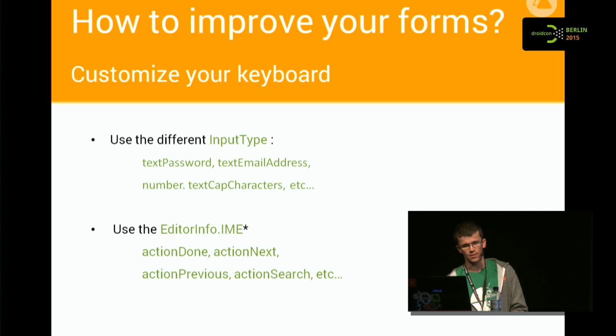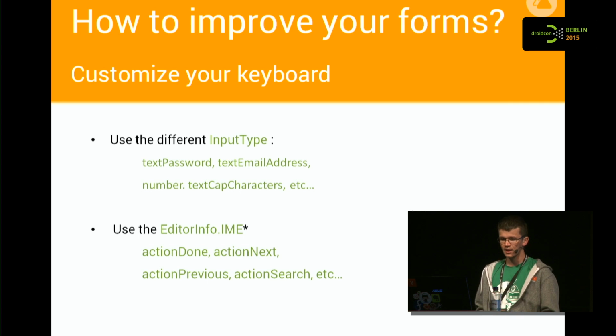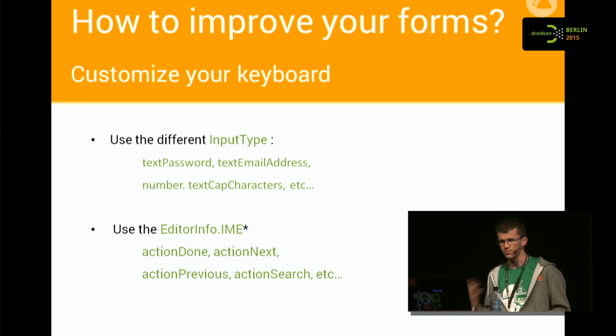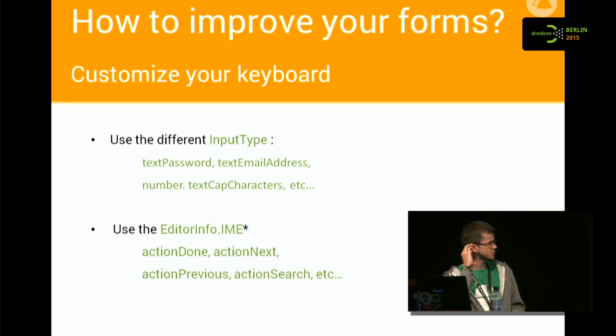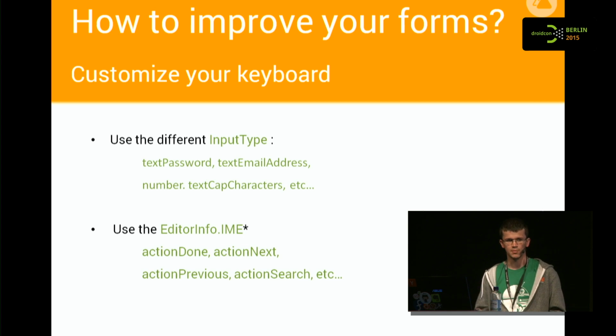You also have the editor info, the IME options, that customize the small bottom right key on your keyboard. And this can be, for example, a done action, or next, previous, or the search icon. So if you have a search view, by default this icon will be the search icon. But if you want the user to log in, then you can also specify a custom string and say, okay, log in. And your user will see by looking at their keyboard that they're going to perform the right action.